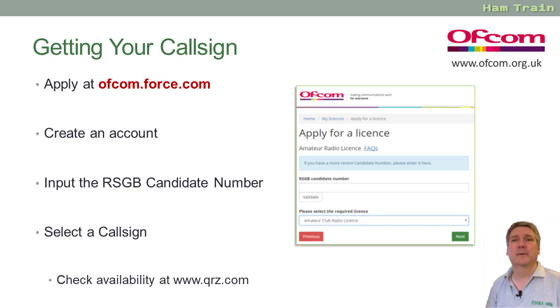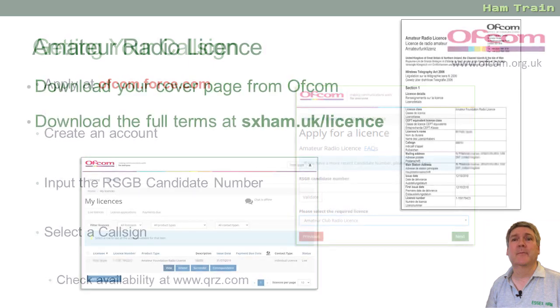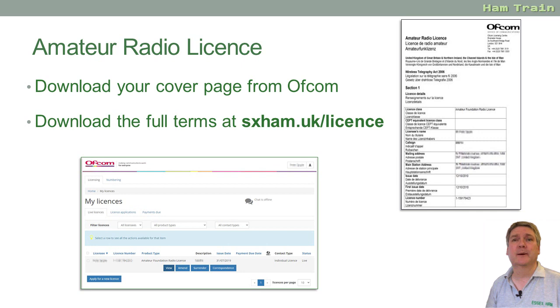Occasionally Ofcom release a full list of the available call signs. They normally do this in response to a GDPR request. You can do a search online to find lists of available call signs. Otherwise you can see what's available when you apply for your license. Once you've selected a call sign, you can download a copy of your 3-page license. The actual license itself is the 3-page cover document and a further 21 pages of the terms and conditions that you can download as a PDF.